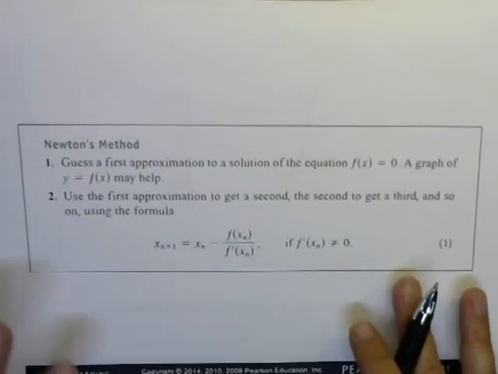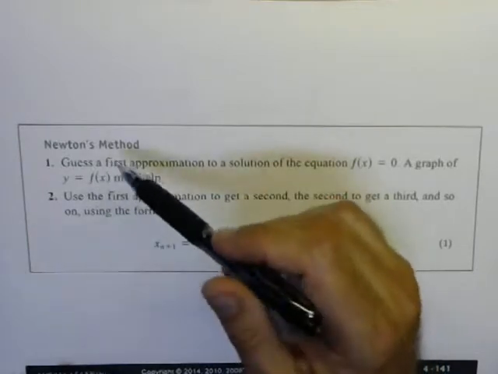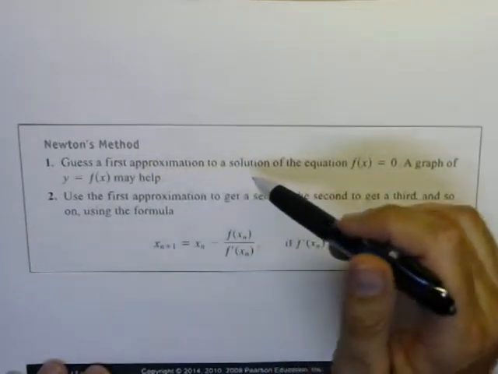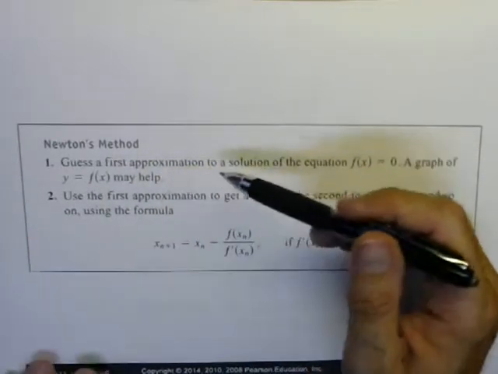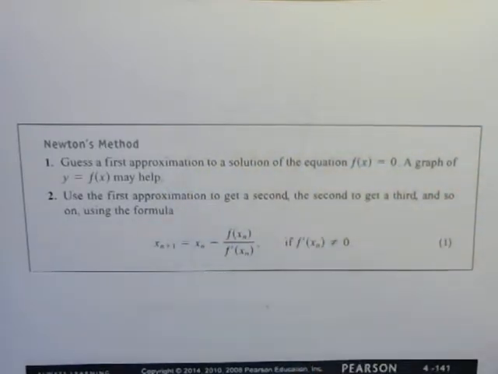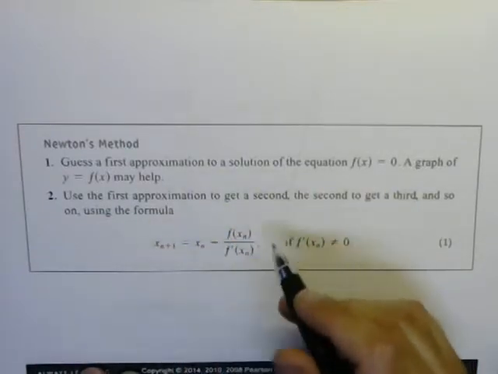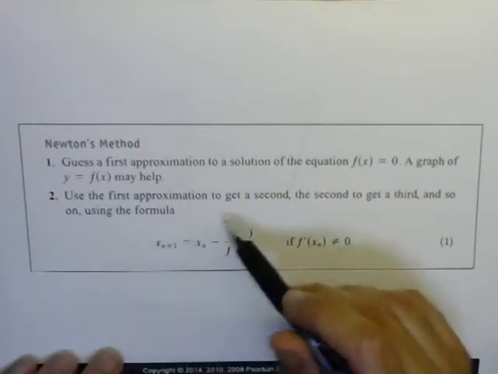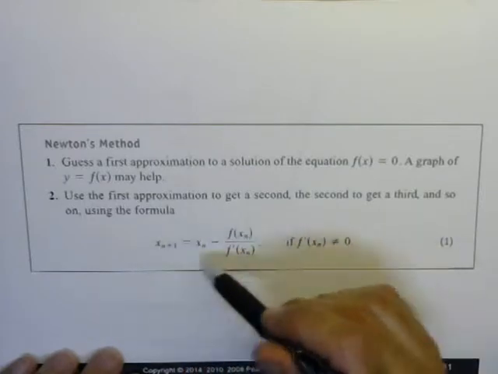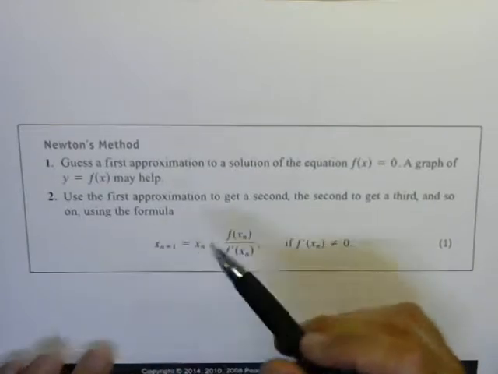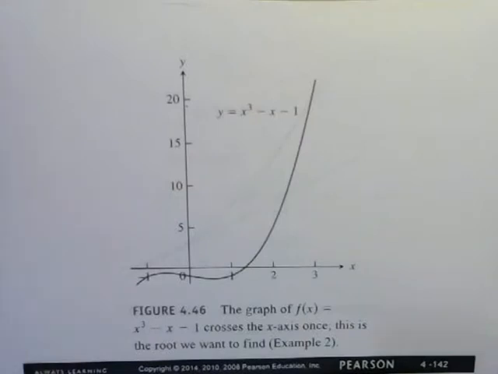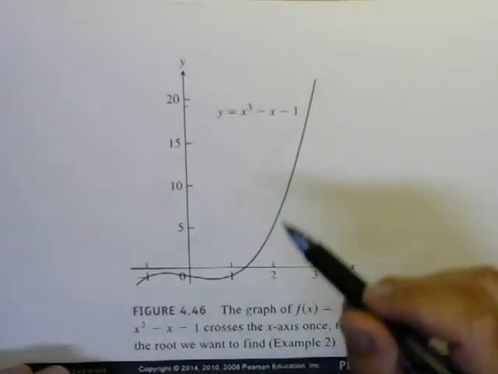So just to outline Newton's method here in a couple steps: you guess a point that's close to your solution, so you guess a first approximation solution to the equation, and then use the first approximation to get closer and closer to your root. The idea behind this is it's an iterative process. The output you keep plugging back into the same formula over and over again. So iterate just means to take your output and plug it back in as input again.